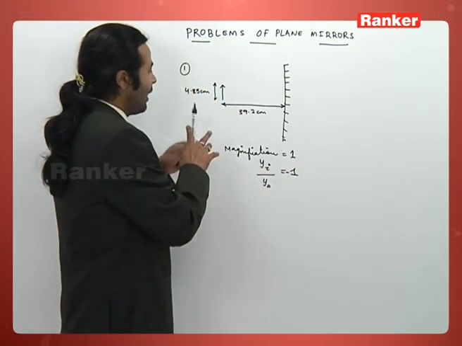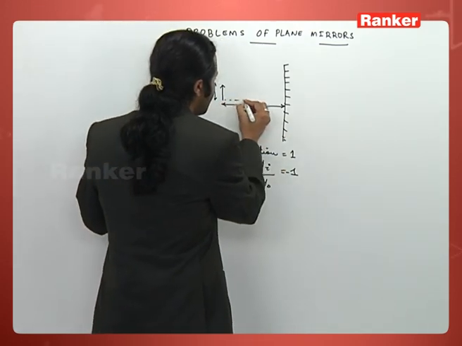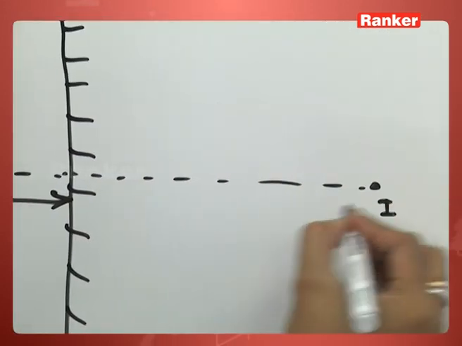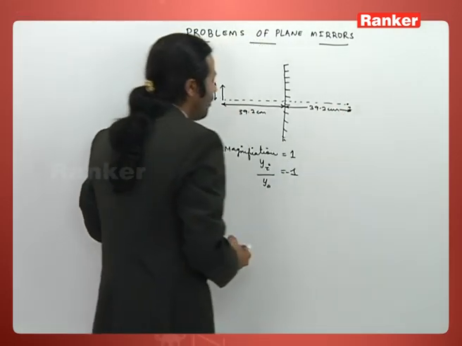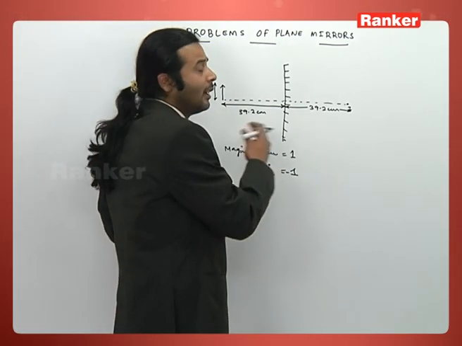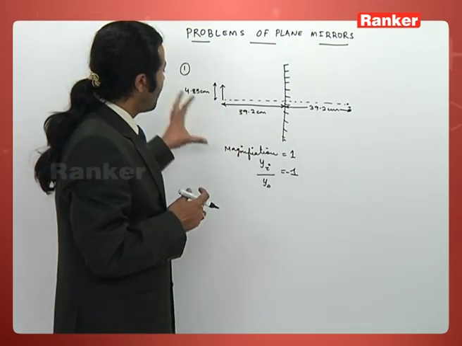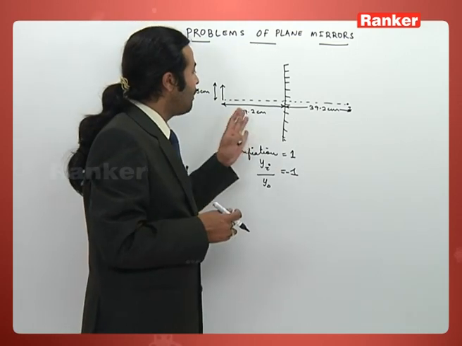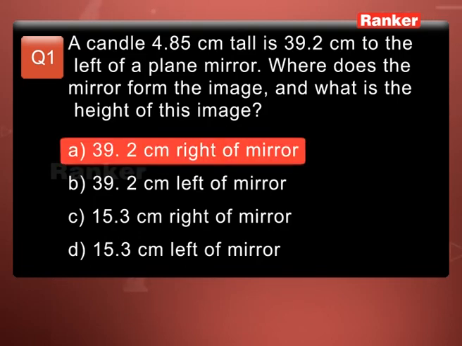That means this object is at a distance of 39.2 centimeter, so the image will be exactly at 39.2 centimeter. Because the mirror only reflects the perpendicular component, the magnification doesn't change. So whatever the height of the object is, the height of the image will be the same. So the option is 39.2 centimeter right of mirror, that is nothing but option A.